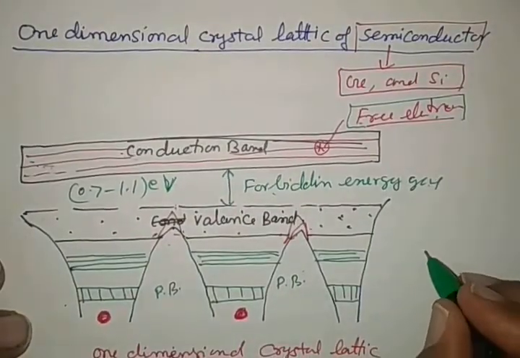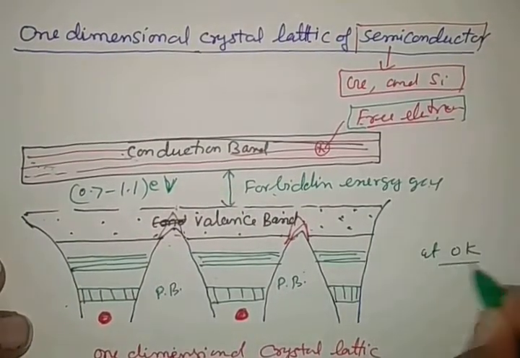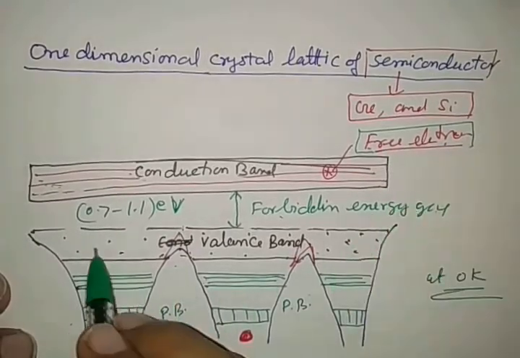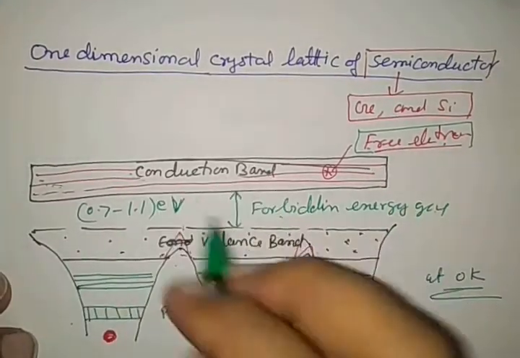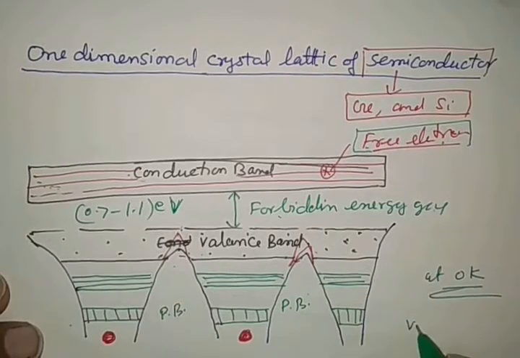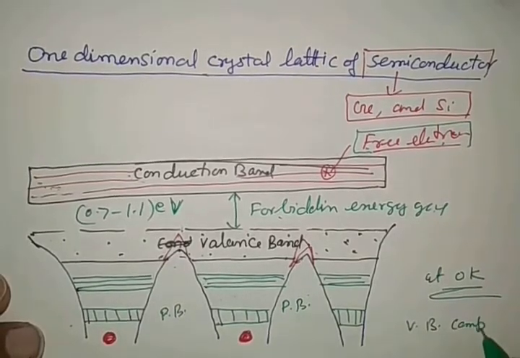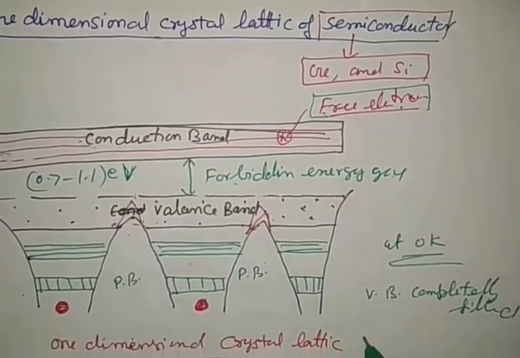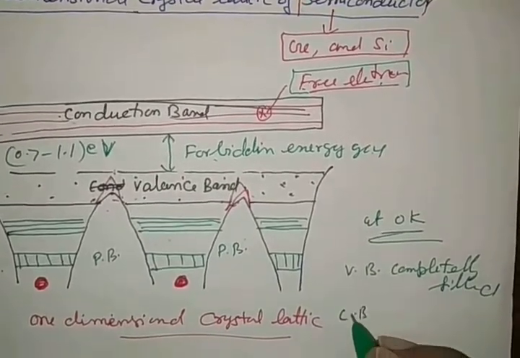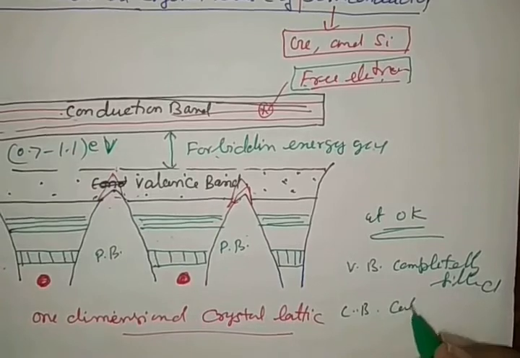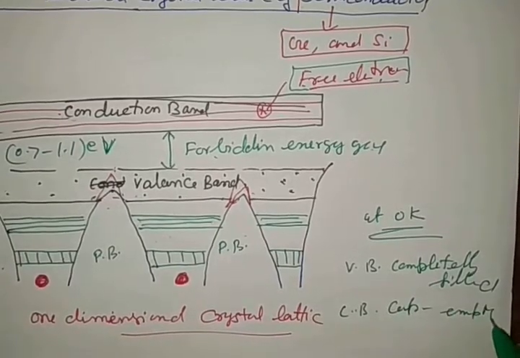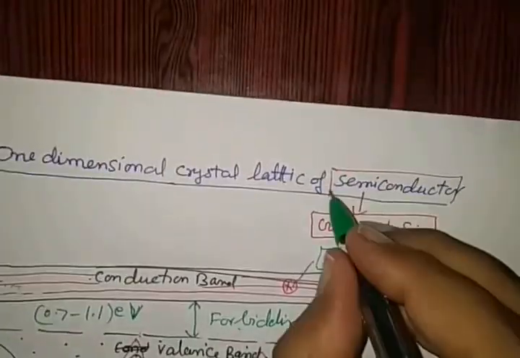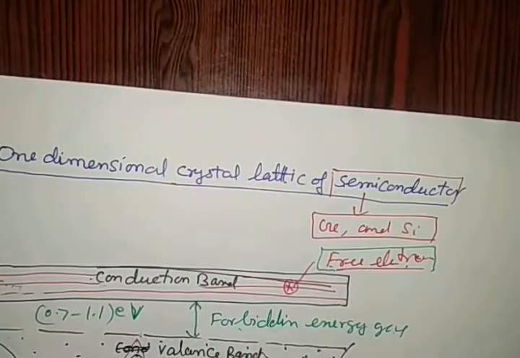At very low temperature, say at 0 Kelvin, all electrons freeze. So the valence band is completely filled and the conduction band is completely empty. In that condition, a semiconductor behaves as an insulator.